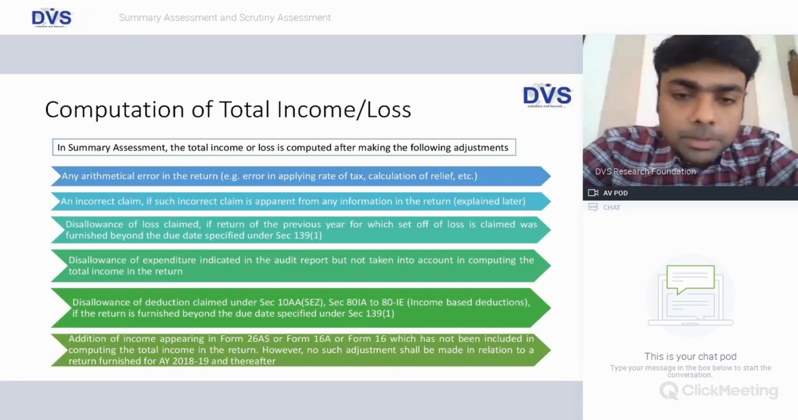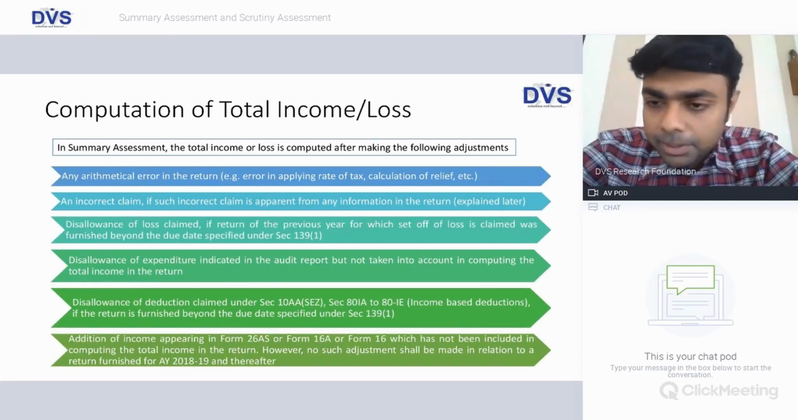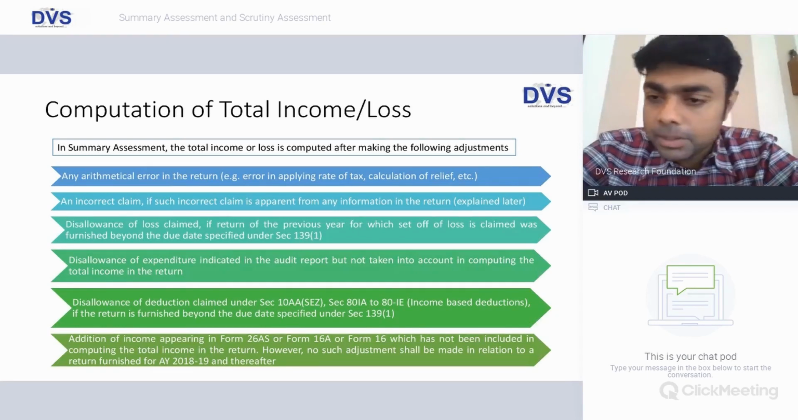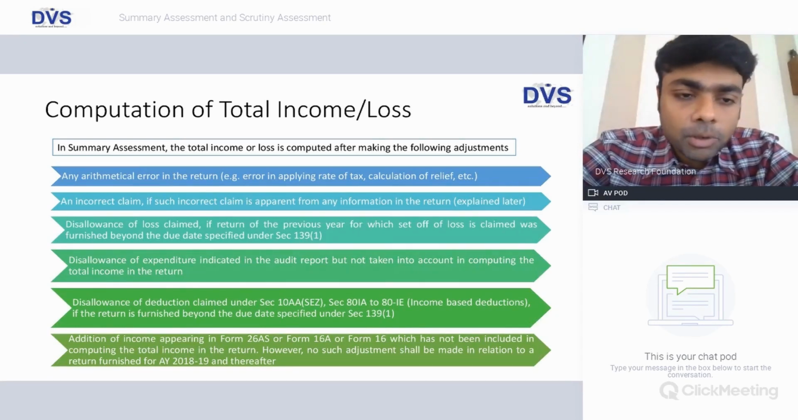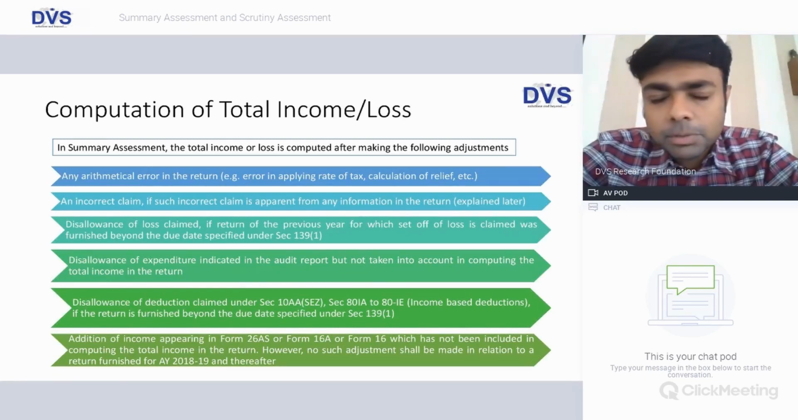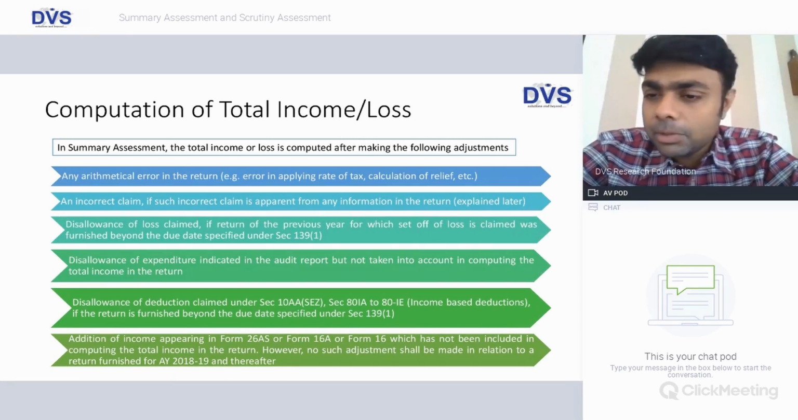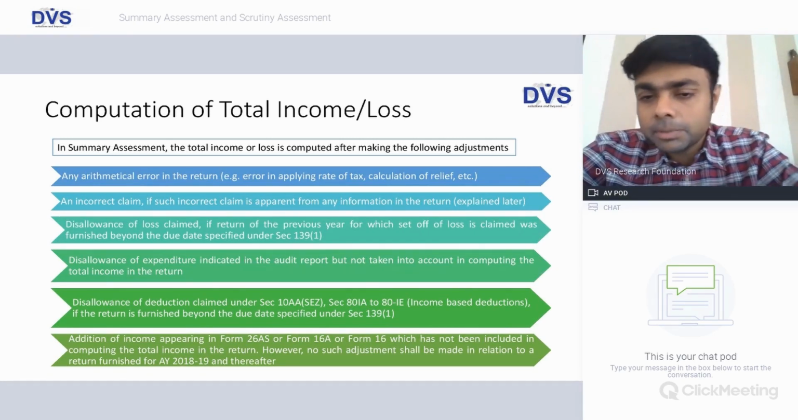So in summary assessment, what are the adjustments which can be made? Any arithmetical error can be rectified. Any incorrect claim, if it is apparent, can also be rectified, will be disallowed. Any disallowance of losses claimed if the return of income for the previous year was furnished beyond the due date. Because one thing which we will see, friends, under 139(3), as loss return has to be filed within the due date prescribed in the income tax law.